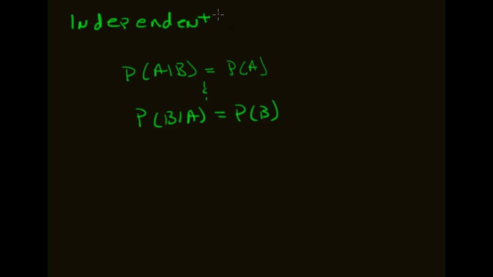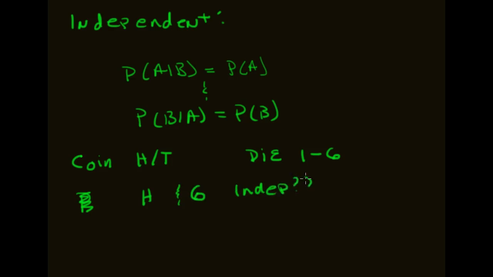Let's take something that's clearly independent. I have a coin that I'm going to toss, and it can be heads or tails. And I have a die that I'm going to roll, and it can come out as 1 through 6. I want to know if getting a heads and rolling a 6 are independent. Well, the probability of getting heads on the coin, given that I rolled a 6, that's still 1/2, right? The coin toss was not affected by the die roll.